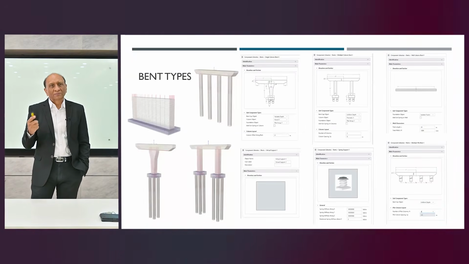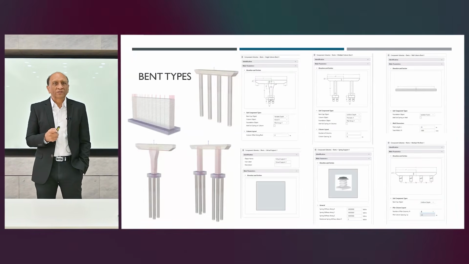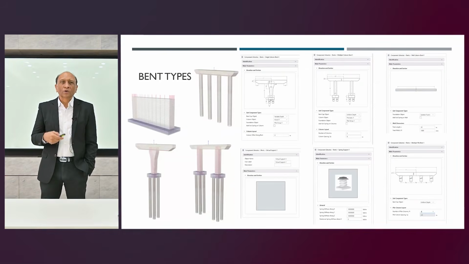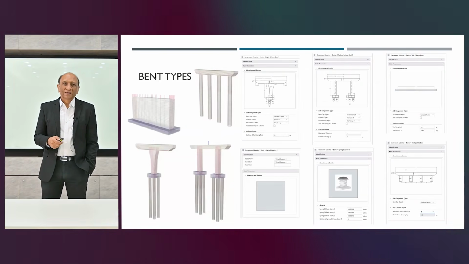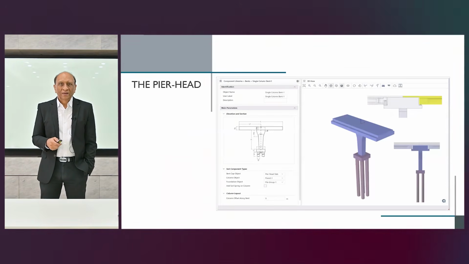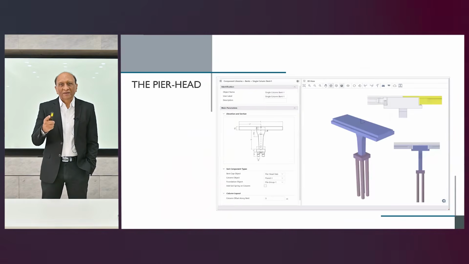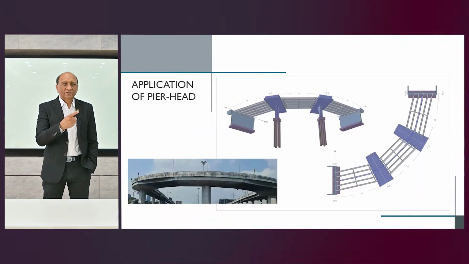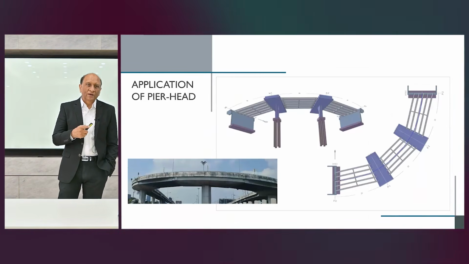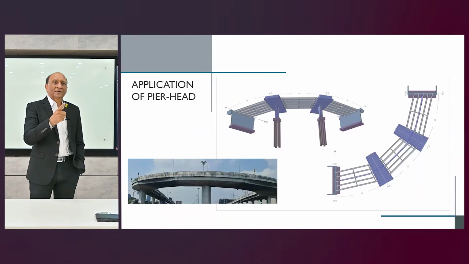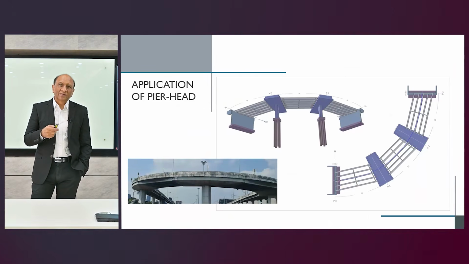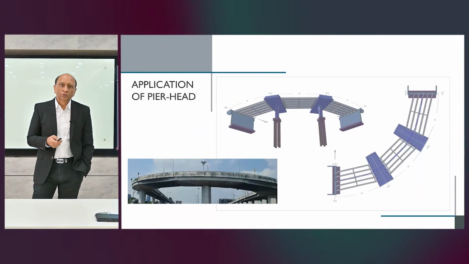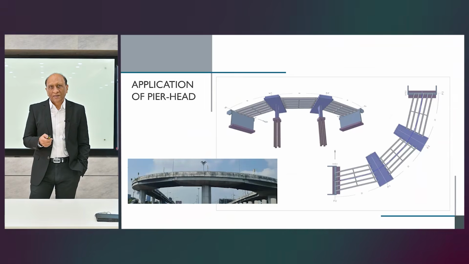So the same basic column and same capping beam can be put together in a number of ways to create more complex, higher level components. For example, you can have a Pier-Head like this one, which can accommodate the half girders, which can accommodate these curved bridges. As you can see here, this is a flyover where we are trying to keep the girder length the same, so we can vary the Pier-Head dimension. So there can be many things that we could do with these components.